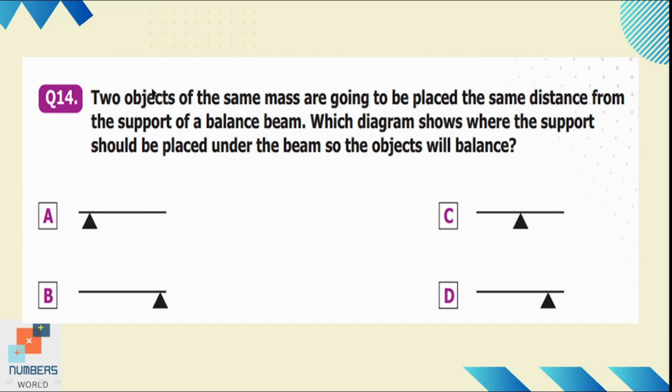Question number 14. Two objects of the same mass are going to be placed the same distance from the support of a balance beam. Which diagram shows where the support should be placed under the beam so the objects will balance? So the support should be given in the center of the beam to balance the object. So option C is the correct option here.